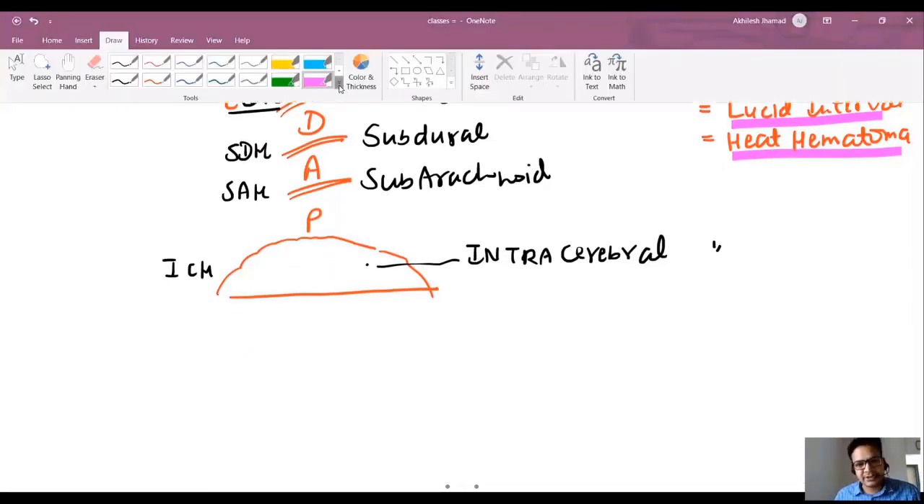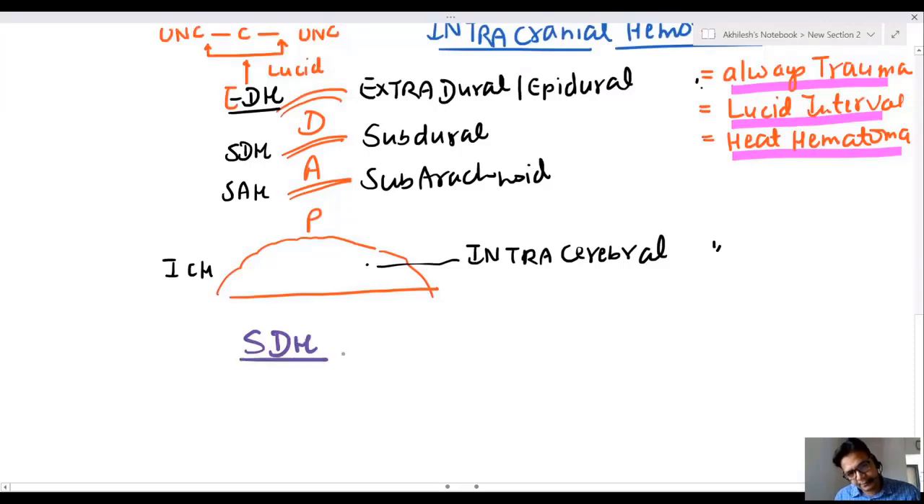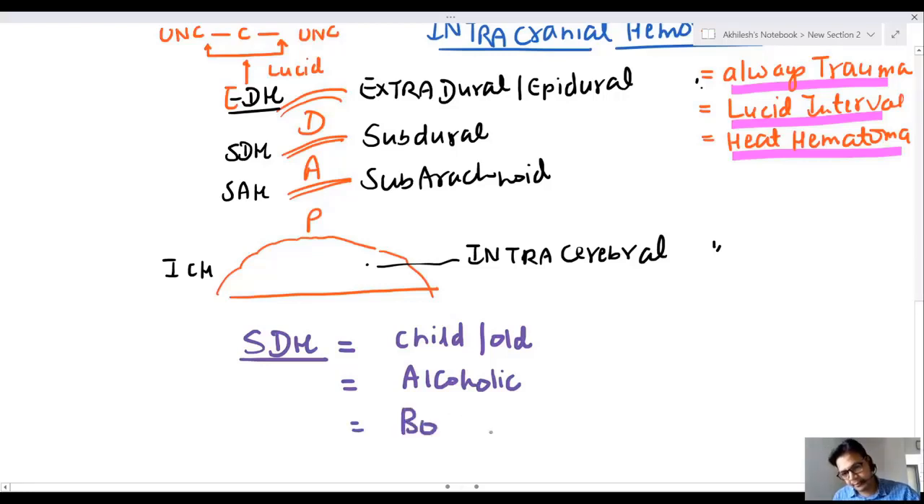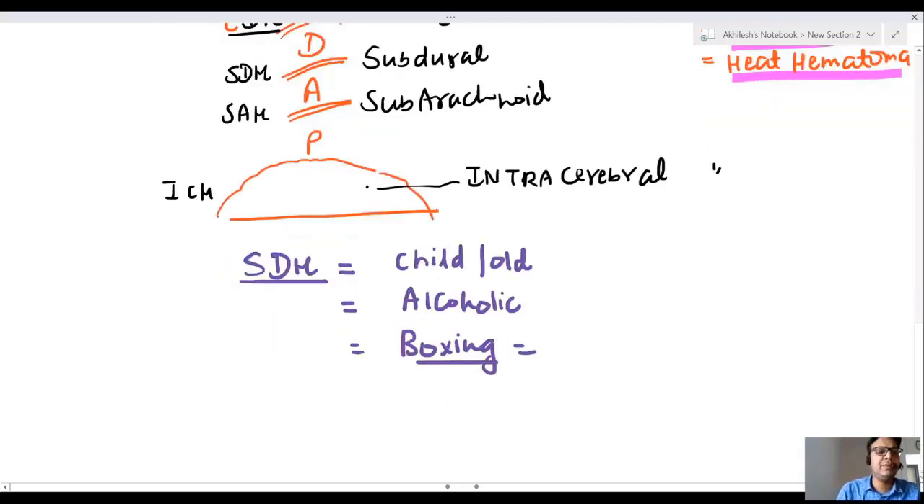Now I am coming to SDH, subdural hematoma. It is common in children and old persons. It is common in alcoholics, and it is common as a boxing injury. Sir, in boxing injury, subdural hematoma is very common.